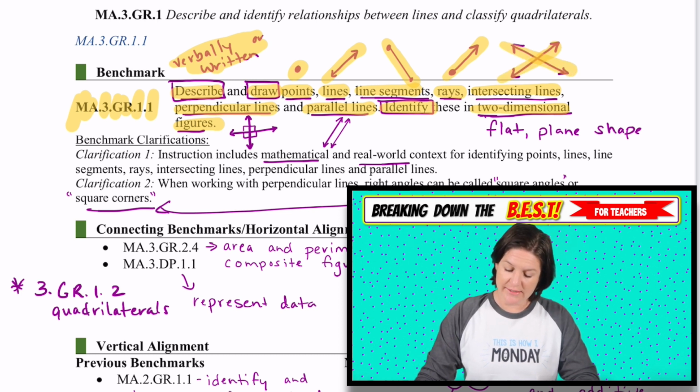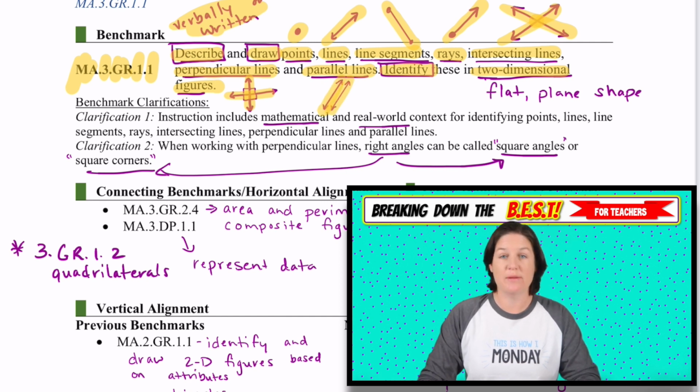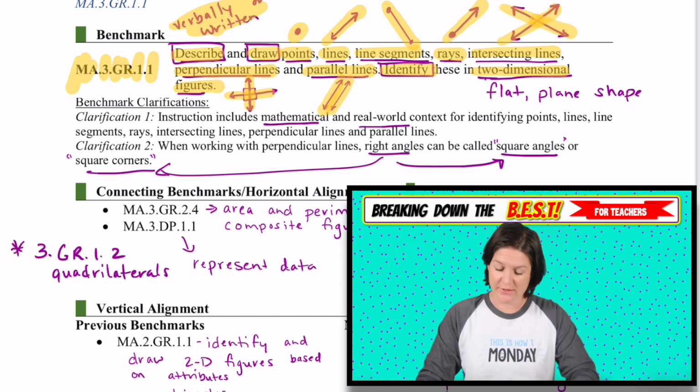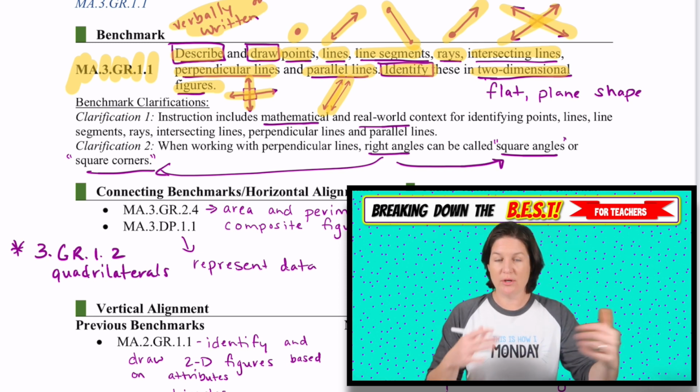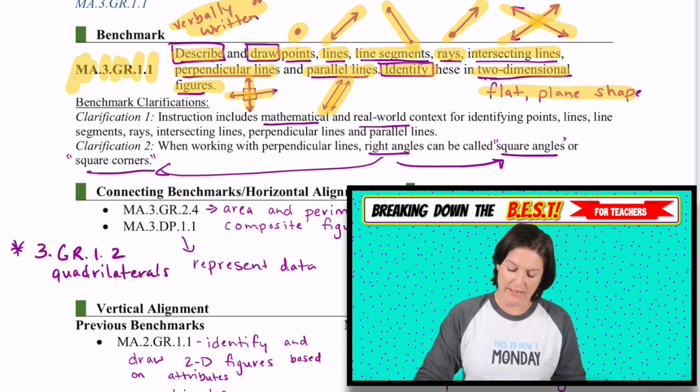Intersecting lines are lines that cross or meet at a specific point. Perpendicular lines are like this, they form right angles, and parallel lines are straight paths that never ever cross. And we will have to identify these not only in isolation but also in two-dimensional figures, okay? And a two-dimensional figure is a flat plane shape.